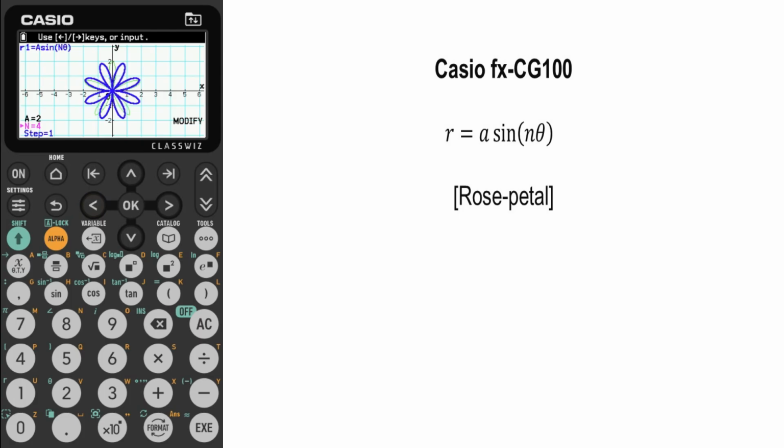In general, r equals a sine n theta gives us a rose petal curve with radius a where n is greater than or equal to 2. When n is odd, we have n petals. When n is even, we have 2n petals.